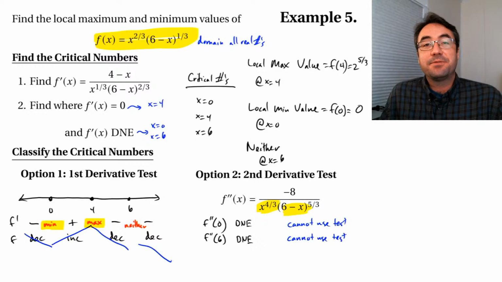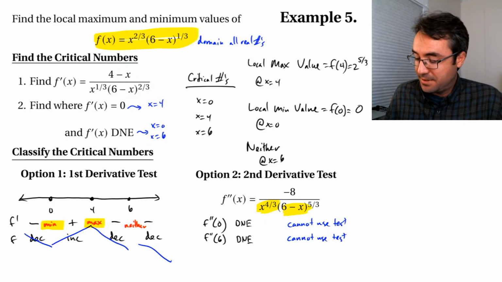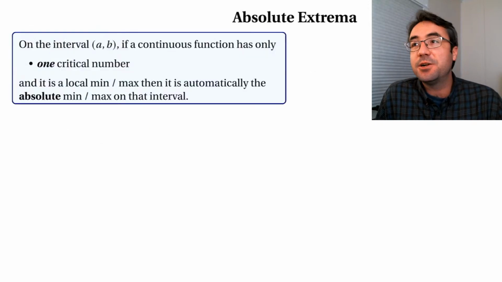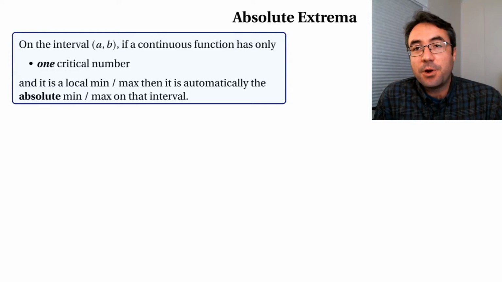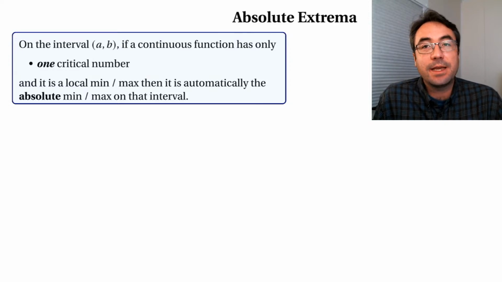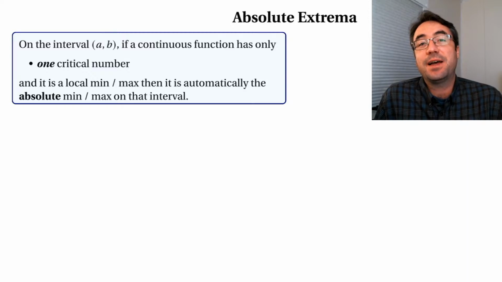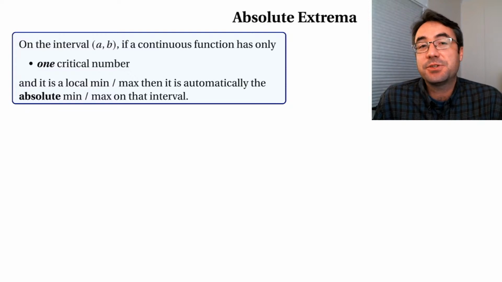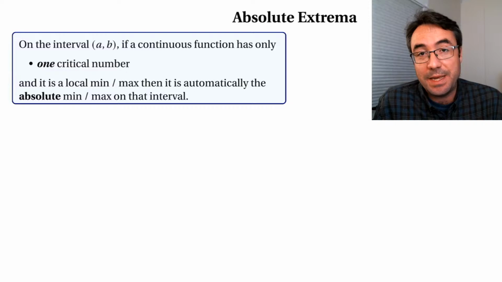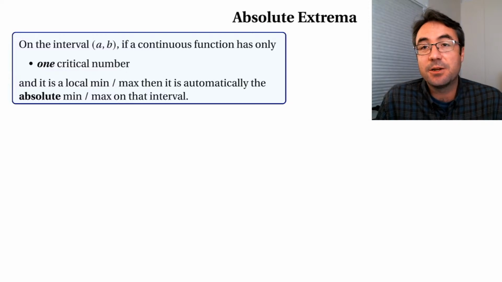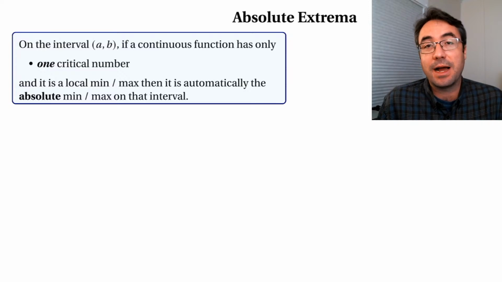Now there's one special case where we can say a little bit more, and that's if we're looking at an interval from A to B and our function's continuous. If we find that we have only one critical number, we can say a little bit more. Instead of saying that it's a local min or a local max, we can actually say that it's the absolute min or the absolute max. So we get a little bit more there, knowing that we only have one critical number on the interval.